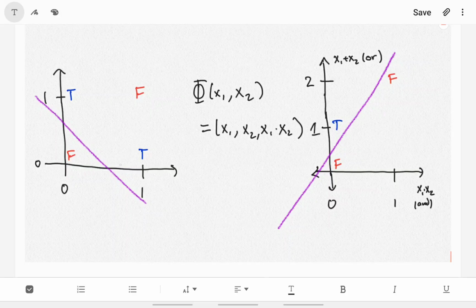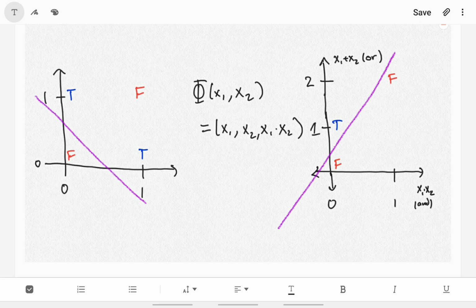And so you can imagine that if you try to separate these with linear decision boundaries, you would fail. You would try and fail to separate the trues from the falses with just a single linear decision boundary in the original space.